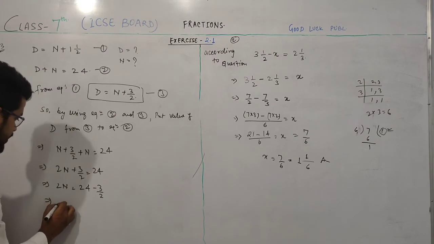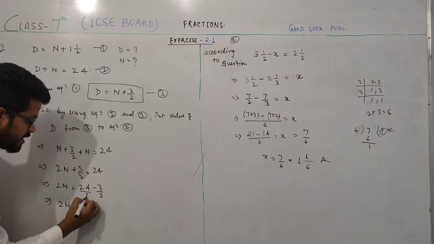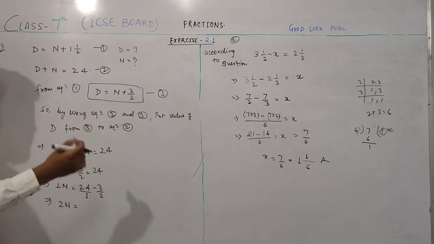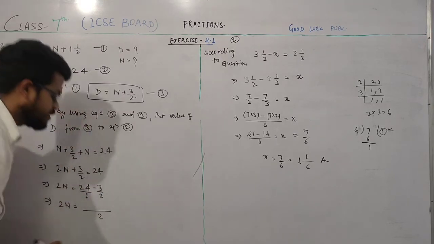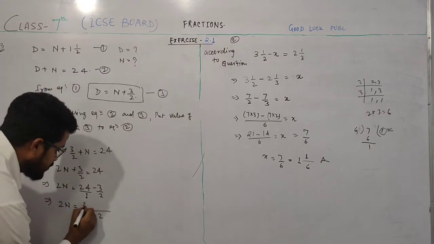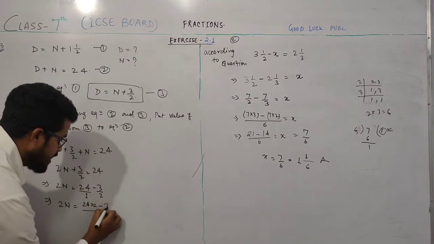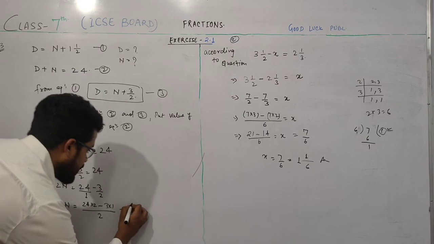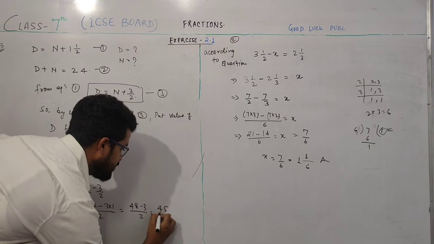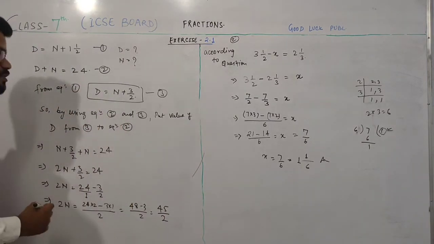So this is 2n is equal to, here this is 24 by 1. This is 2 and this is 1. If I take the LCM of 2 and 1, we get LCM 2. I draw a horizontal line and write 2. When I divide 2 by 1, I get 2. So 24 into 2 minus 2 divided by 2 is 1, so I write here 3 into 1. So this is 48 minus 3 by 2, which is 45 by 2. This is the value of 2n.